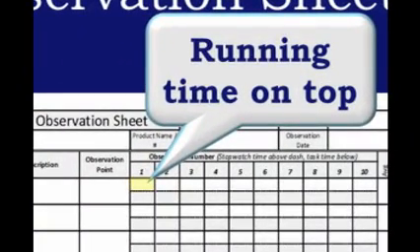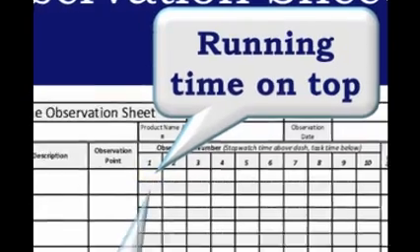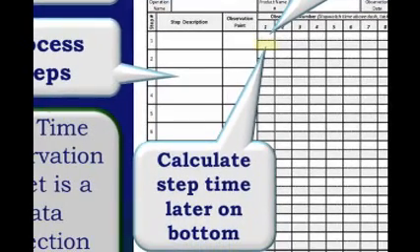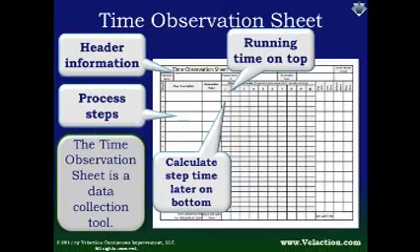On the top, you indicate the running time. And you'll go back later and do the math to come up with the individual task time. You'll have to record several observations to get an accurate time. The general rule of thumb is more is better. Of course, you may be limited by reality. If you have an exceptionally long process, you may not be able to take 10 cycle times. But for short cycles, try to take as many as you can.